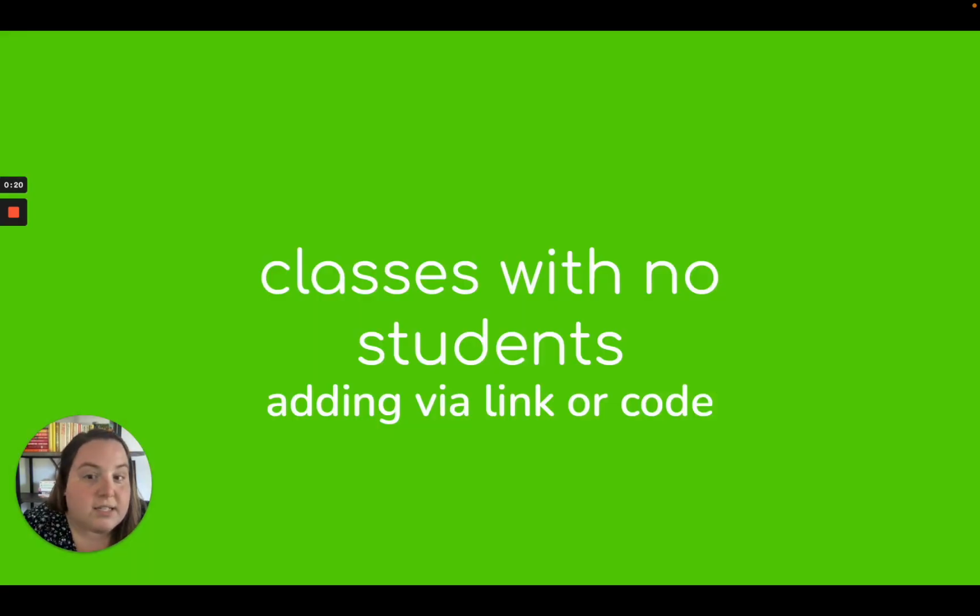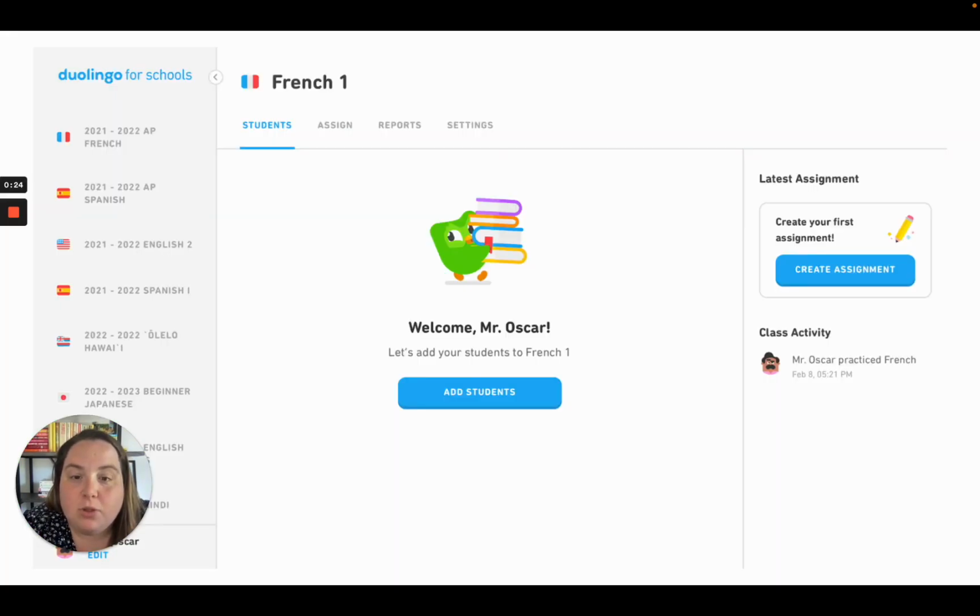Students to a class that doesn't have any students in it at all, then your setup will look like this. You'll log into Duolingo for Schools. This is the very first page that shows up when you log in. It's your teacher dashboard set to the Students tab. And you'll hit this button right here that says Add Students.